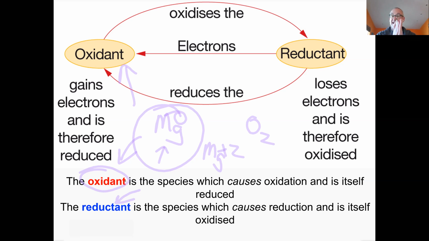So we'd say magnesium gets oxidized. Does that make it the reductant or the oxidant? Is it the reducing agent or the oxidizing agent? Reducing agent. Exactly. It's the reducing agent because it allows oxygen to get reduced. So the reducing agent doesn't get reduced itself. It causes somebody else to get reduced. The oxidizing agent doesn't get oxidized. It causes something else to get oxidized.